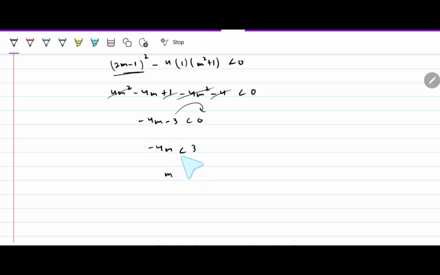And m is therefore less than... Once I carry over this here, I divide it. I will have to flip the sign. Remember, whenever you are multiplying or dividing by a negative, you flip the sign. So I have m is greater than, well, minus 3 over 4. Right? Can't forget that minus there.